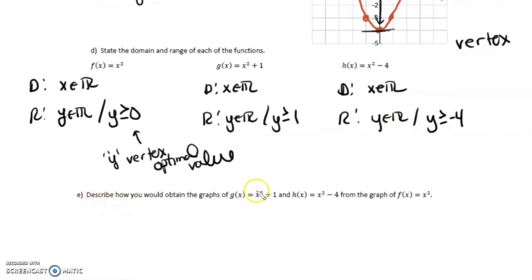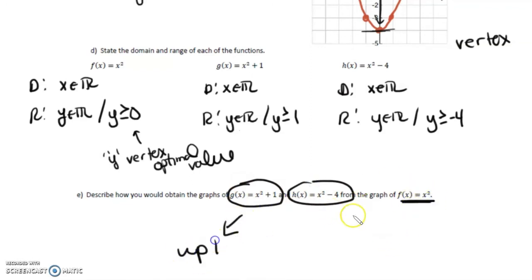So now describe how you would obtain g at x and h at x from the original graph. Well, this simply went up 1 unit. This one went down 4 units. So when we continue to graph, what we're going to do is we're going to look at this value here that's trailing behind the function, and that's going to indicate up or down.